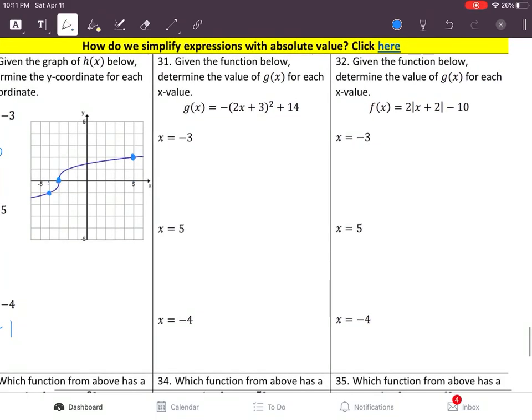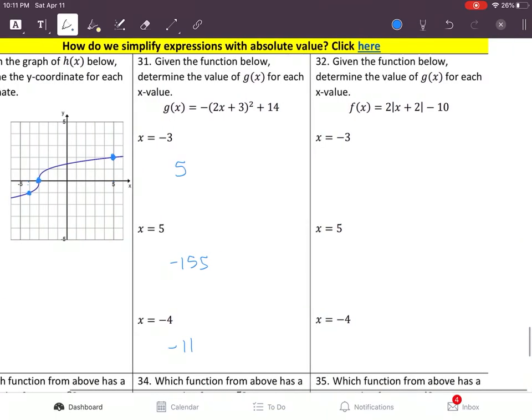Okay. For the next two questions, 31 and 32, you're going to put this negative 3 or the 5 or the negative 4 in for the x term, and just use your calculator to do it. You just put it right in the calculator the way it looks. Just put in these values. So you put negative 3 in for x, you're going to get 5. Put 5 in for x, you're going to get negative 155. You put negative 4 in for x, you're going to get negative 11.